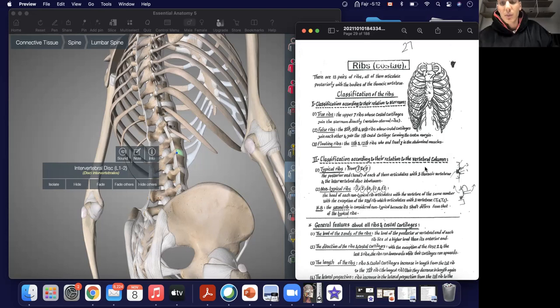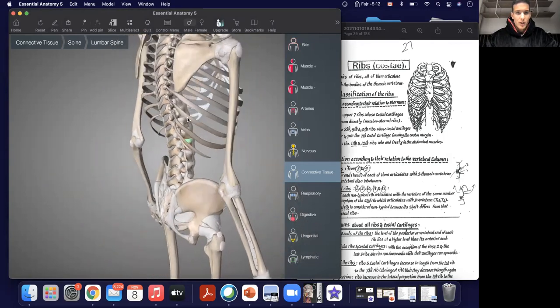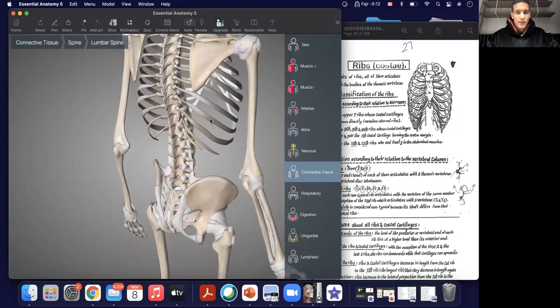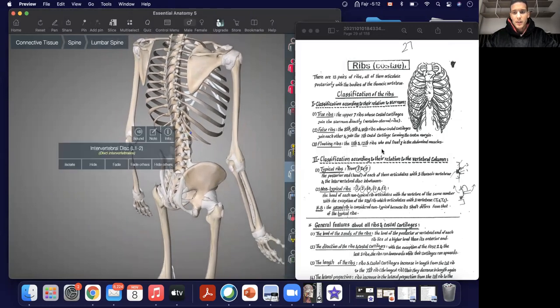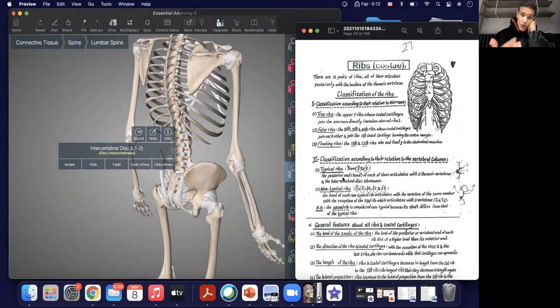Now, the second type that you can classify the ribs into is classification according to their relations to the vertebral column. Now we're going to look at the other end of the ribs. And they are separated into typical and non-typical. The typical ribs are from 3 to 9, and they are classified as typical because the posterior head of each of them articulates with 2 thoracic vertebrae and the intervertebral disc in between.